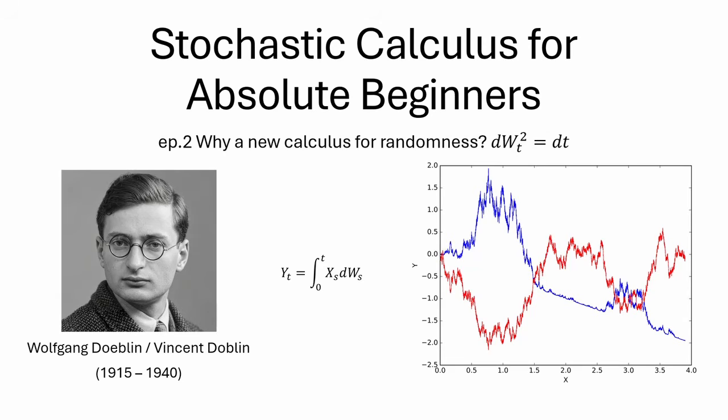Hello, this is the second episode of our series on stochastic calculus for beginners. Today we will answer the question, why a new calculus is needed for stochastic processes. And the answer lies in this mysterious-looking equation, dWt squared equals dt.